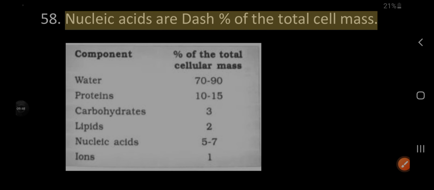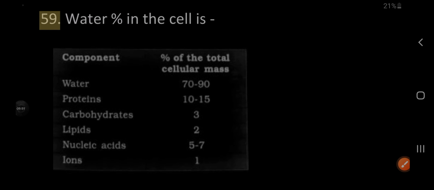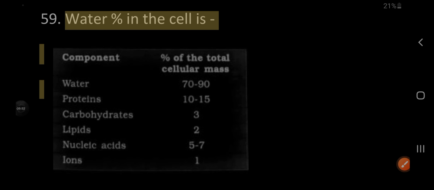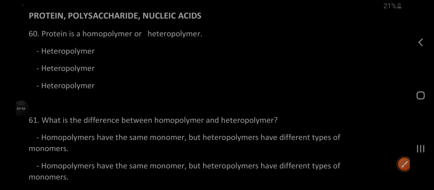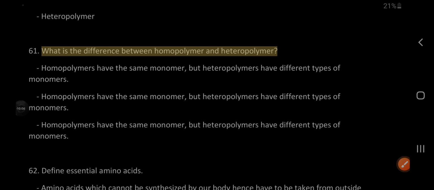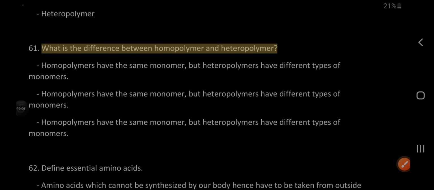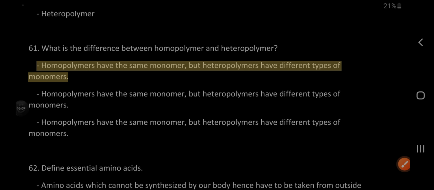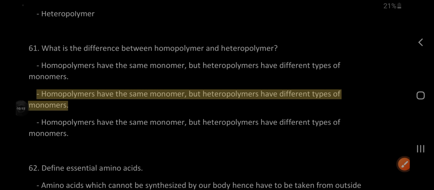59. Water percent in the cell is protein, polysaccharide, nucleic acid. 60. Protein is a homopolymer or heteropolymer? Heteropolymer. 61. What is the difference between homopolymer and heteropolymer? Homopolymers have the same monomer, but heteropolymers have different types of monomers.